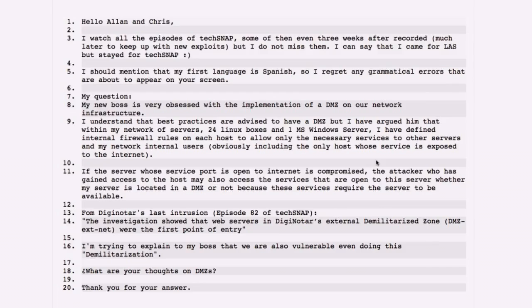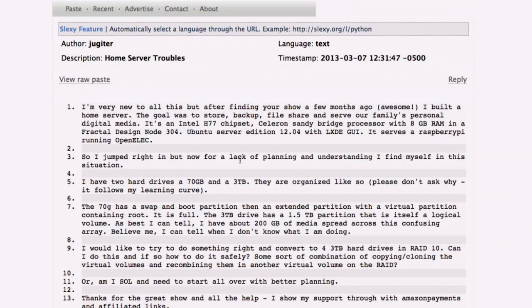All right. Our next email comes from Jugatir. I'm not sure. He says, I'm very new to all this, but after finding your show a few months ago, I built a home server. The goal was to store backup and file shares, share files across the home network with my family. It's an Intel H77 chipset, a Celeron Sandy Bridge processor with 8 gigabytes of RAM. It's got Ubuntu 12.04 on there. Now, here's the question. He must not have been listening when I said use FreeBSD. It's cool, too, because he's got it serving up a Raspberry Pi running OpenLink.